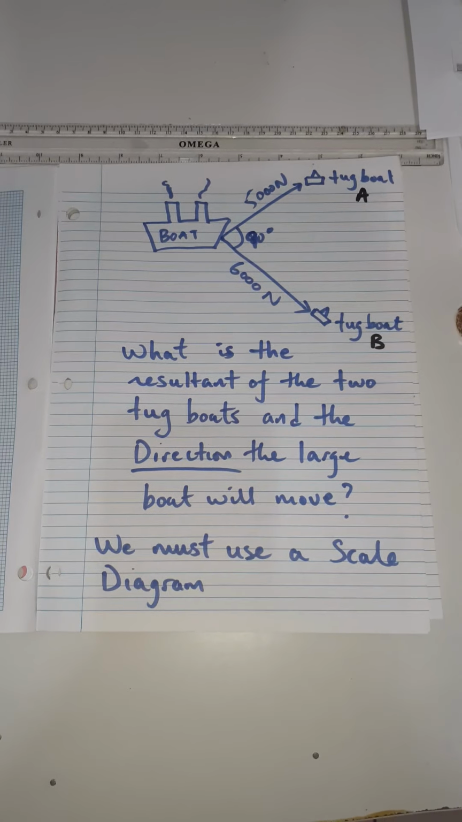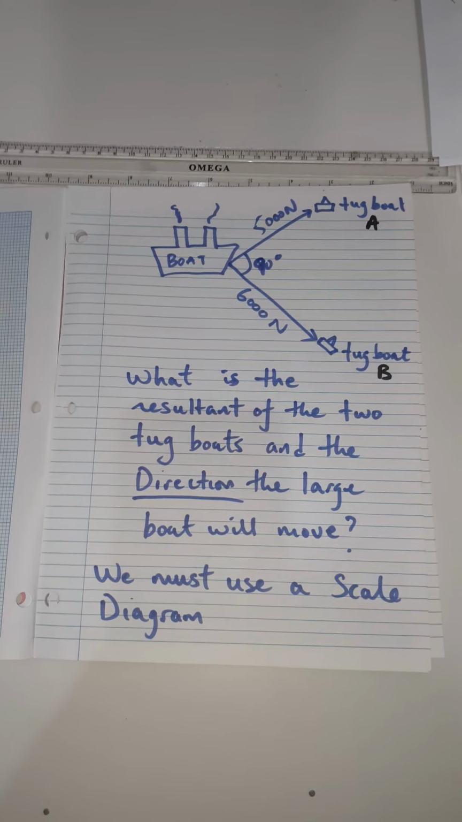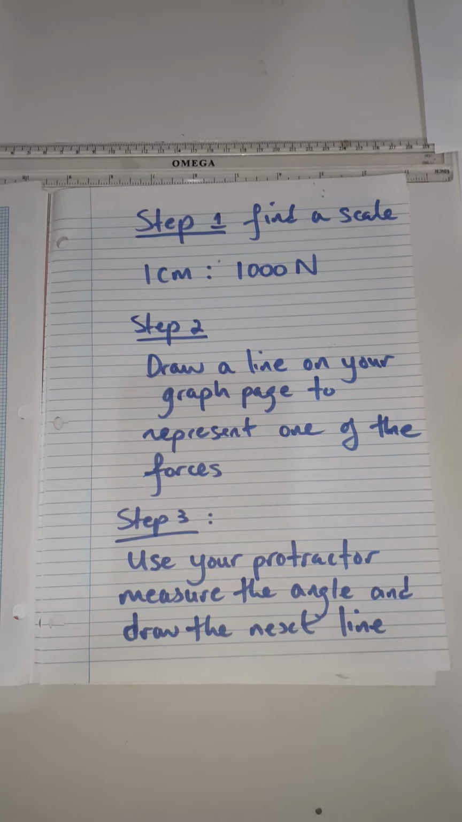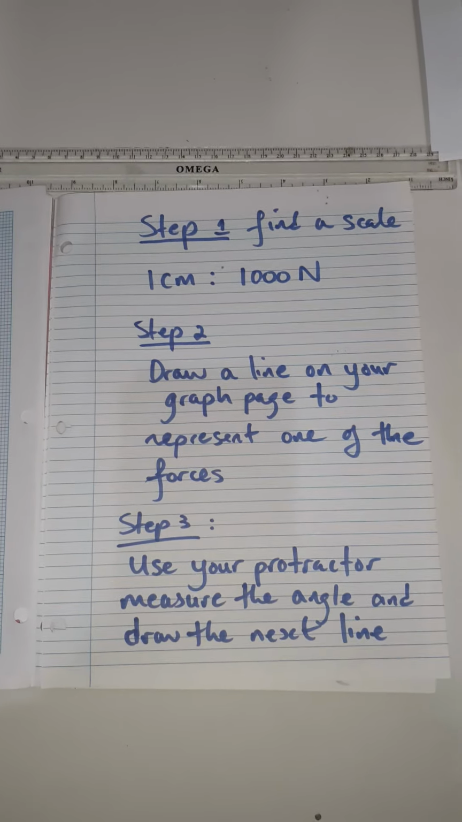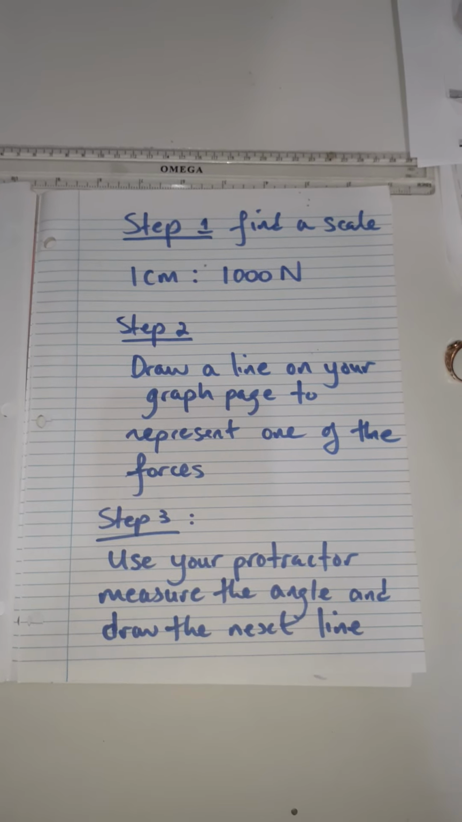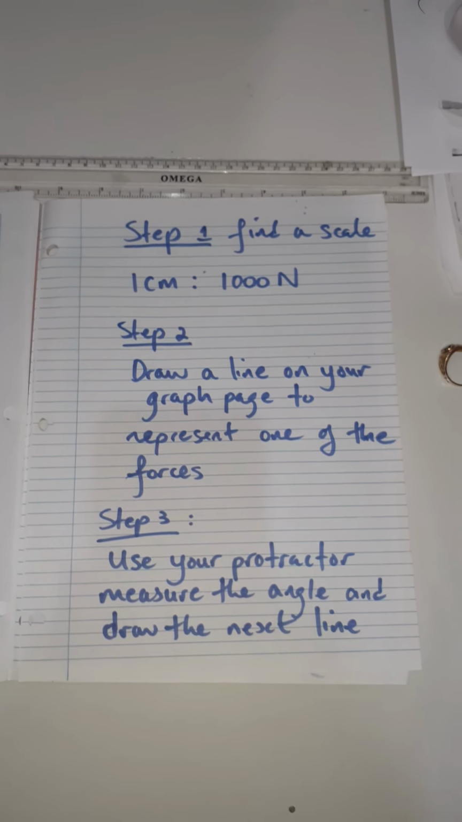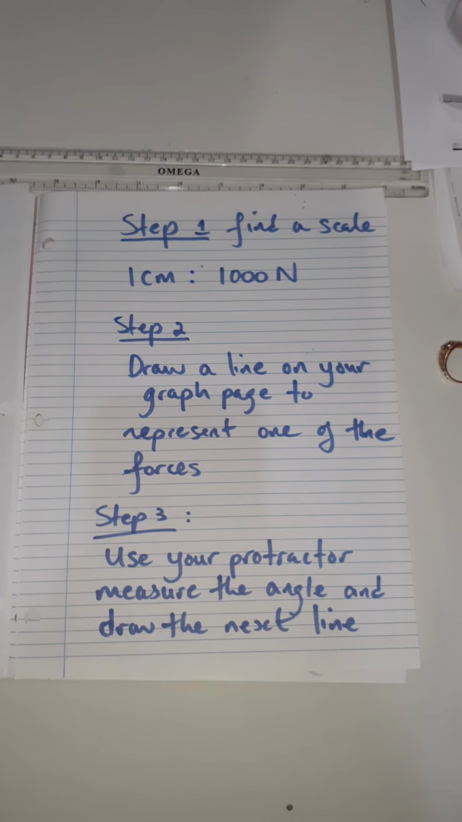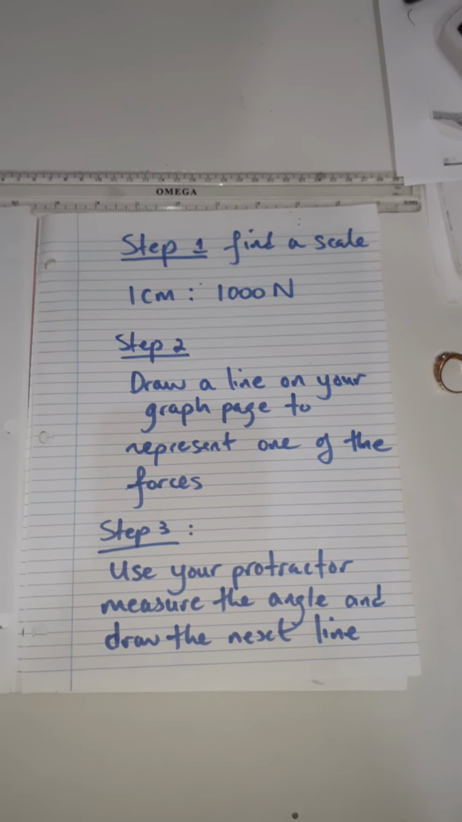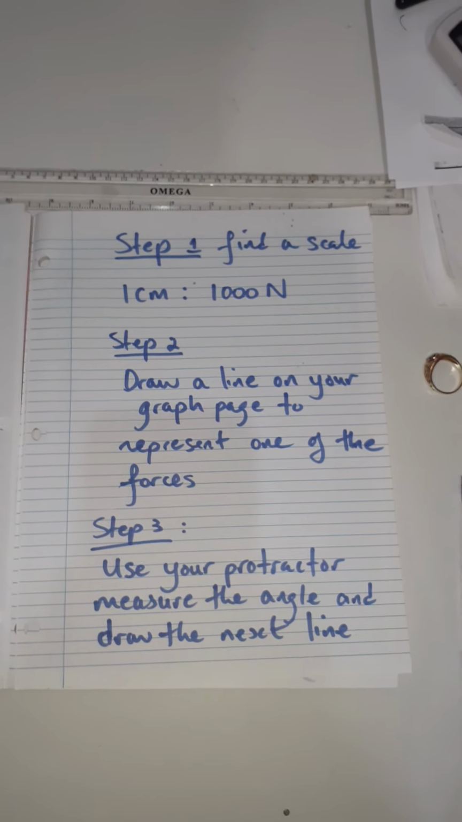The diagram must be drawn to scale so that we can represent all the quantities, the forces that are acting on this boat correctly. Our first step is to find a scale that is suitable to represent the forces acting on this boat, okay? And I think that the most appropriate scale in this case will be 1 cm to represent 1,000 newtons.